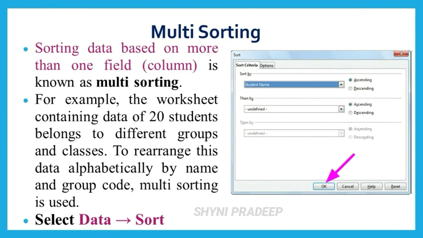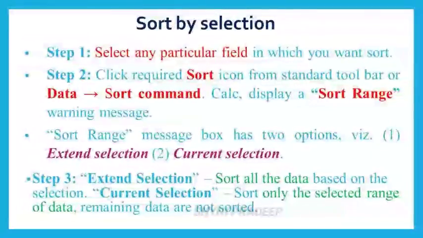Okay. Next one is sort by selection. In OpenOffice Calc, sorting can be done on a selected range, but this kind of sorting is generally not recommended because other relevant data are not sorted. Therefore, OpenOffice Calc displays a warning message for this type of sorting. For sorting data by selection, you have to follow these steps.